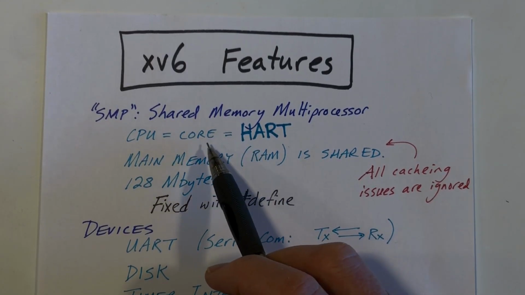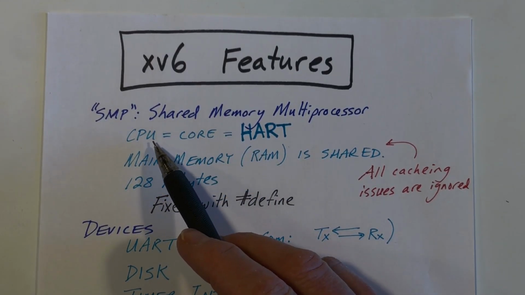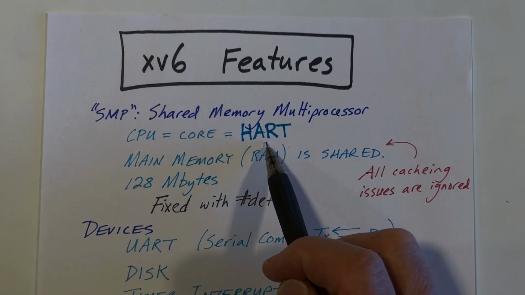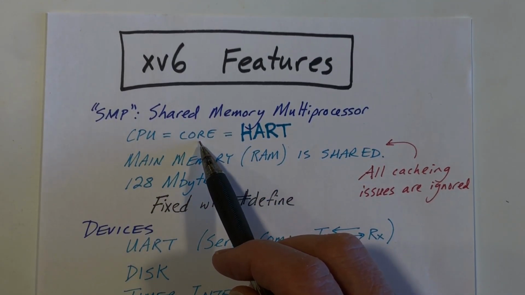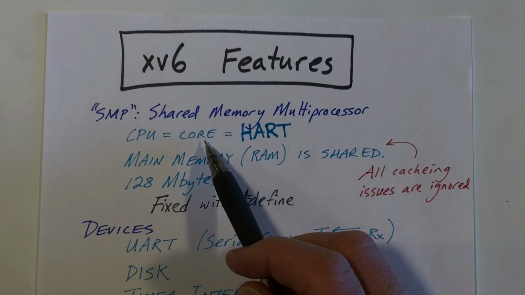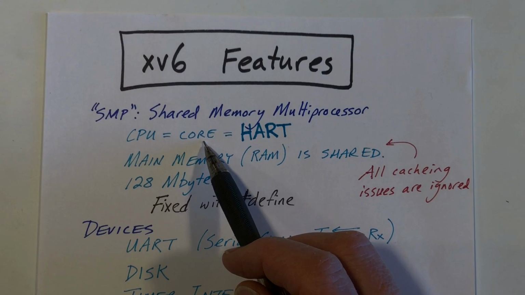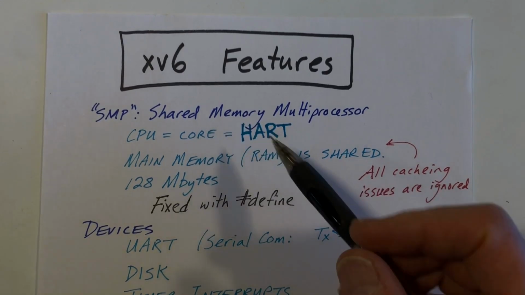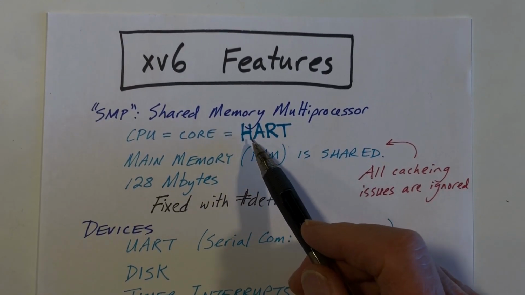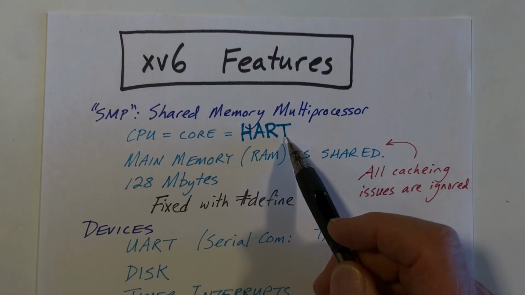In this video and in the code, I'm going to be using the terms CPU, core, and hart synonymously. So in the code, sometimes you see CPU, sometimes you see hart, and I tend to say core, but they all mean a hardware processor capable of executing a single thread of control. This term hart, which stands for hardware thread, is something that I first encountered when reading the RISC-V documentation.